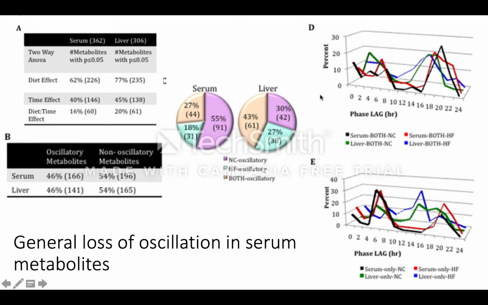Figure D and E show that the serum metabolites in the high fat density condition were much more phase advanced than in the normal condition. Liver metabolites were somewhat more phase advanced in the high fat density than in the normal condition diet, as well as seen in Figure E.